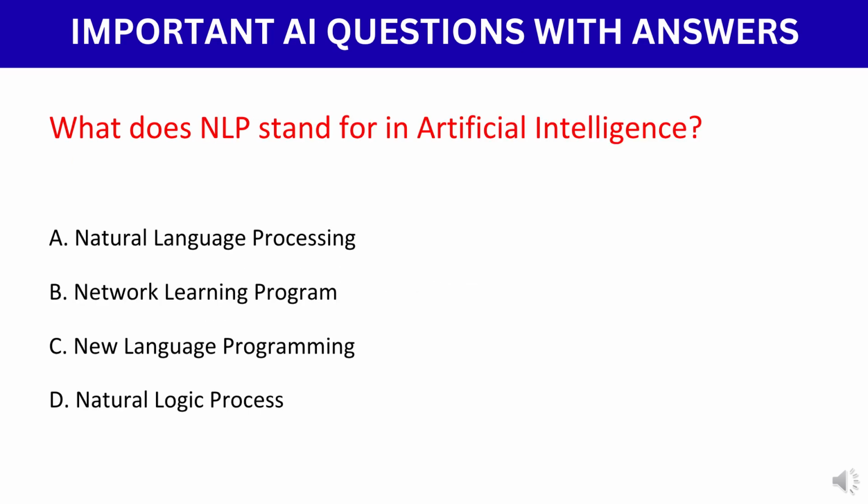Question number 6. What does NLP stand for in artificial intelligence? Option A. Natural language processing. Option B. Network learning program. Option C. New language programming. Option D. Natural logic process. The correct answer is option A. Natural language processing. Natural language processing, or NLP, allows computers to understand, process and generate human language.